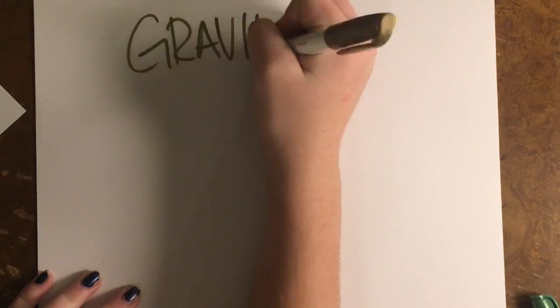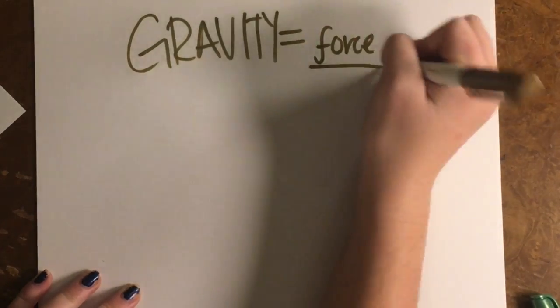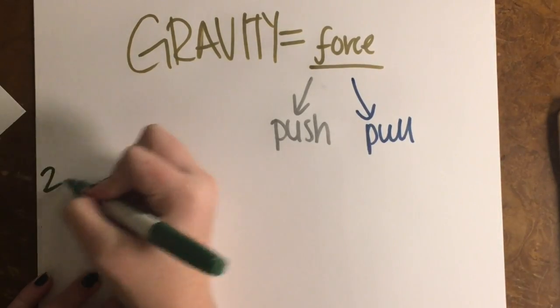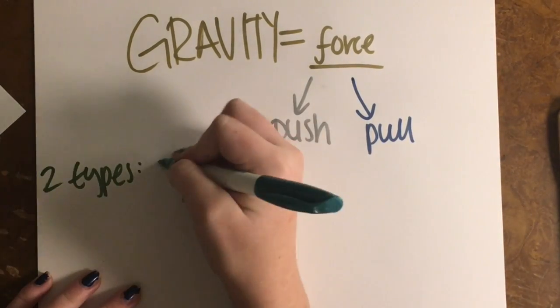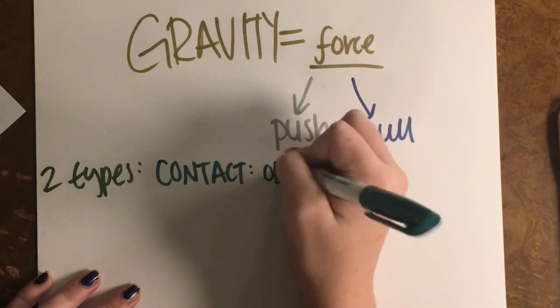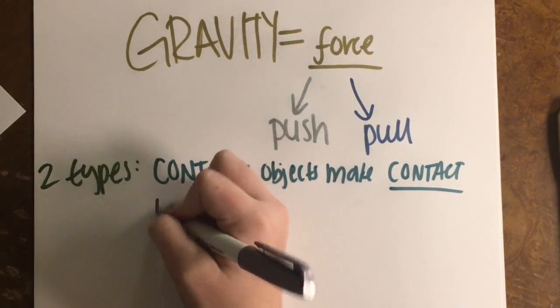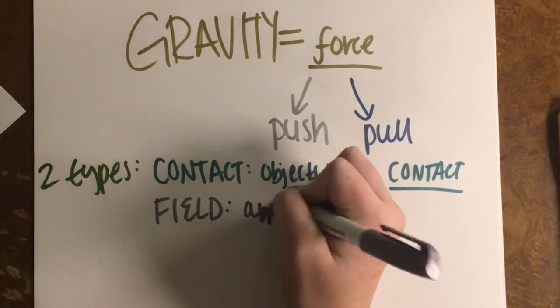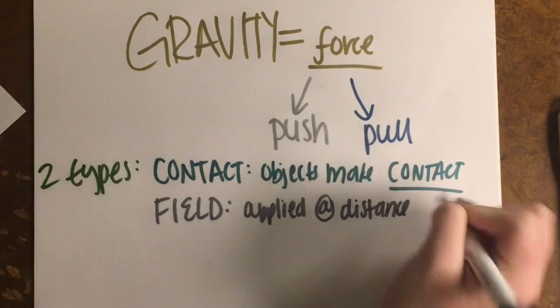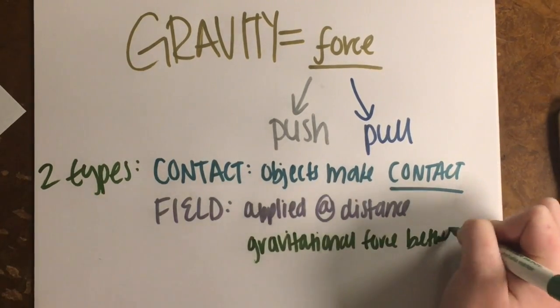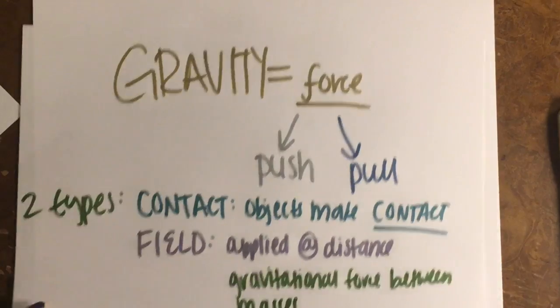But how exactly do you define this type of gravity? For starters, gravity is a force, and a force is any push or pull. There are two types of forces depending on the interaction of objects applying force, a contact force or a field force. A contact force involves two objects making contact or hitting one another. The second type, a field force, does not require the objects to touch, and the force may be applied at a distance. Gravitational force between masses falls into this category.